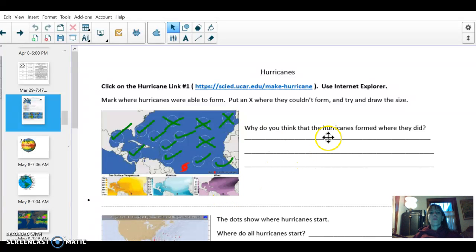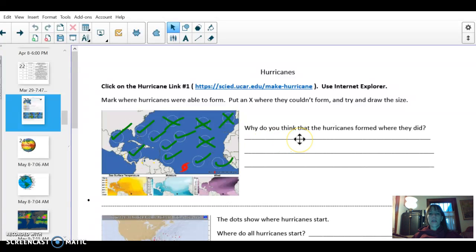And then I want to know, why do you think that the hurricanes formed where they did? Please pause it, do the activity, and then come back to that. Okay, so at this point, you should have pressed play, hopefully, and you have done this little part, and you saw that in this region right here, we can't have hurricanes, and this region, we can. So down here is where they form, here's where they thrive, like they do really, really well. And then here is where they start to weaken, like you saw in the little interactive.